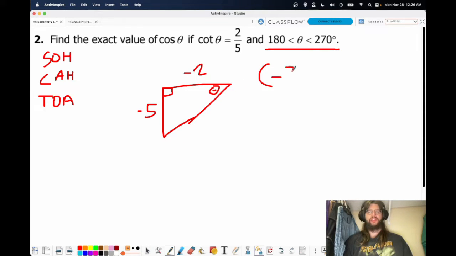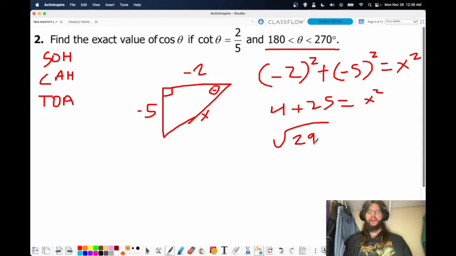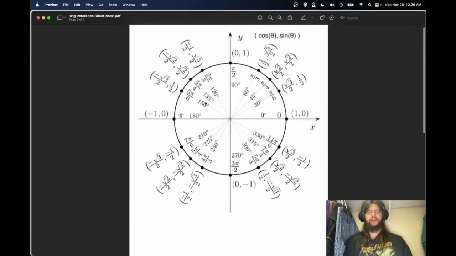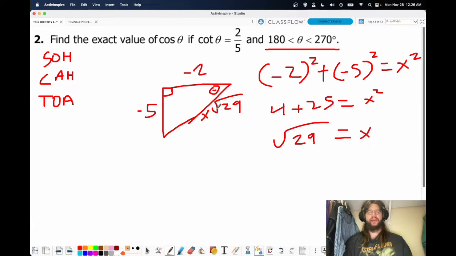So negative 2 squared plus negative 5 squared equals x squared, whatever you want to call it. 4 plus 25 is x squared, so square root of 29. Now, one thing to note, your hypotenuse is always positive. If we look at the unit circle, we're basing all this on this circle right here. The hypotenuse in all those triangles was our radius, and the radius is always positive. Hypotenuse positive.